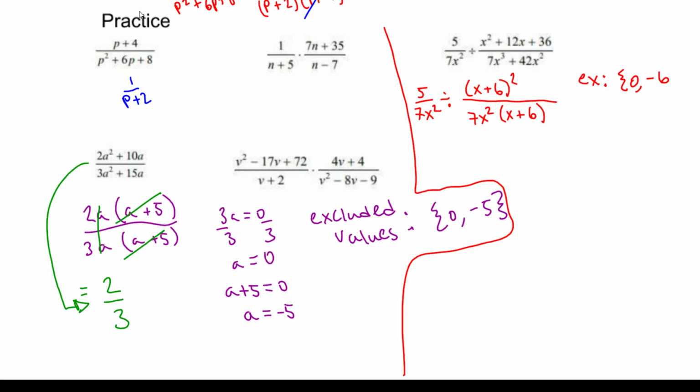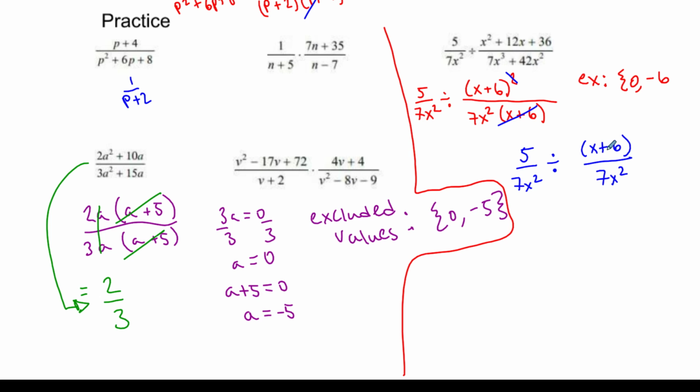So hopefully you notice there's some cancellation here. I have one x plus 6 on the bottom, and I have x plus 6 squared on top, so we'll lose one of the ones on top. All right, and now we're left with 5 over 7x squared divided by, now I only have one copy of x plus 6. I'm going to keep those parentheses around it just in case. And I have a 7x squared on the bottom.